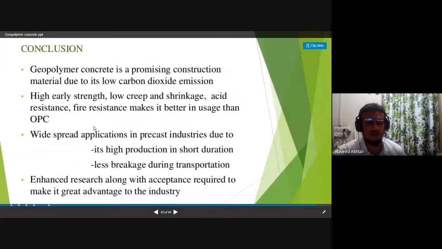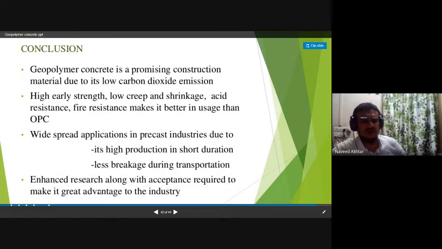Geopolymer concrete is a promising construction material due to its low carbon dioxide emission, high early strength, low creep and shrinkage, and it is also acid resistant and fire resistant, making it better than OPC. It has widespread application in the precast industry due to its high production in short duration and less breakage during transportation. Also, further research and acceptance are required to make it more advanced.